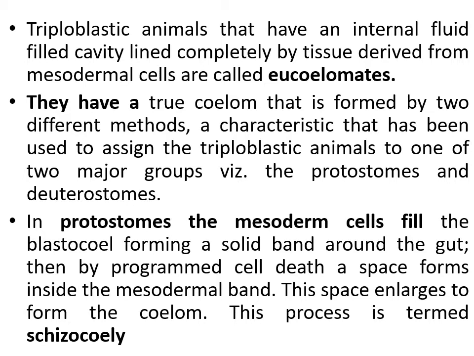In protostomes, the mesoderm cells fill the blastocoel, forming a solid band around the gut, and by programmed cell death the space forms inside the mesodermal band, or there is a split that occurs within the mesoderm that results in a coelom. This space which is formed is known as the coelom, and this coelom is known as schizocoelom, and the process is termed schizocoely.